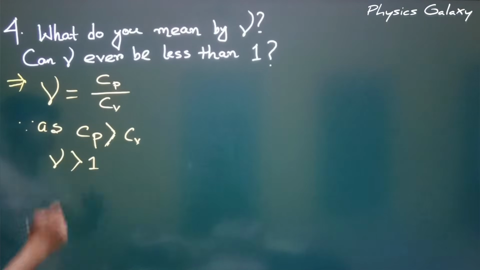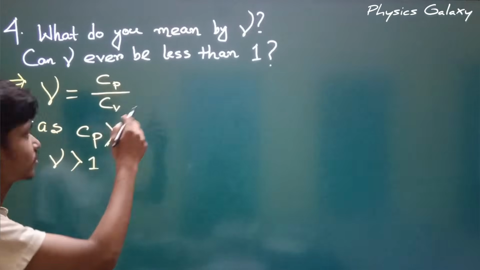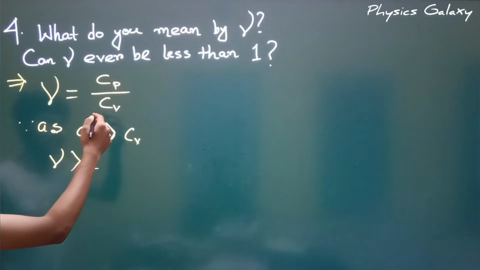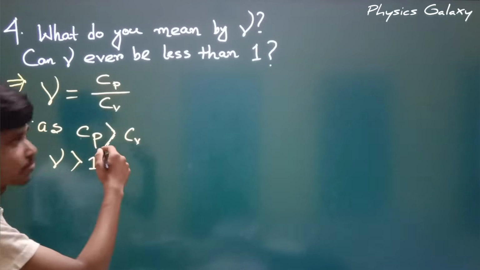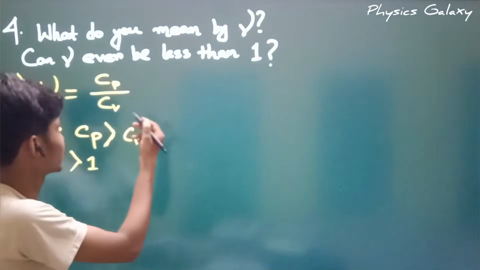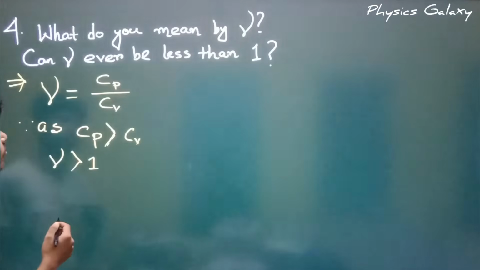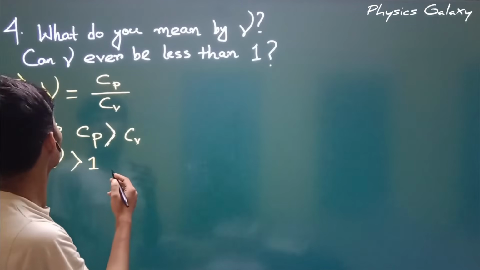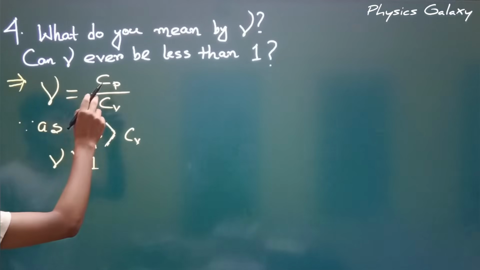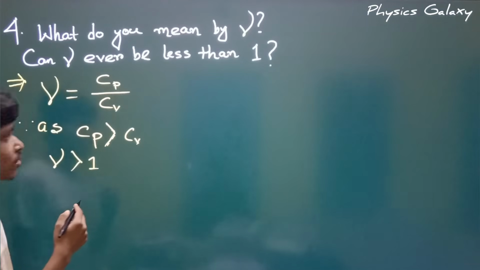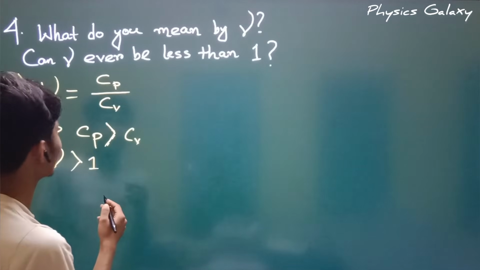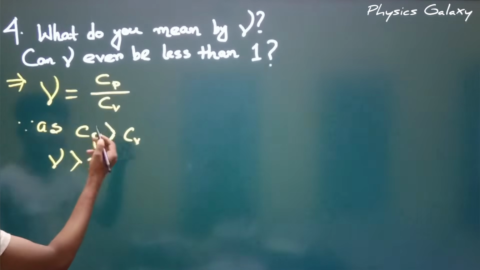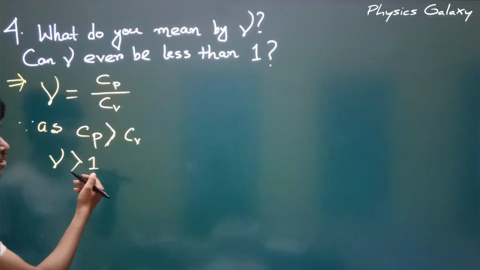Then one professor asked me, what do you mean by gamma? Gamma equals Cp by Cv, that is the ratio of the specific heat at constant pressure and the specific heat at constant volume. Then one professor asked, can gamma ever be less than 1? I said that as Cp is always greater than Cv, Cp by Cv is always greater than 1, that is, gamma is always greater than 1.